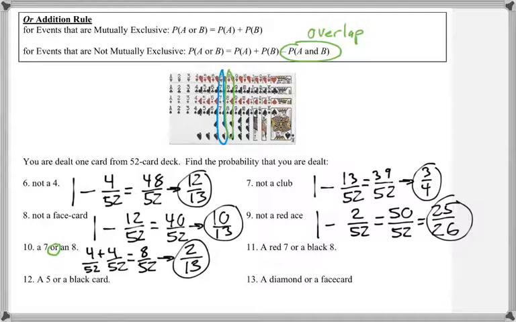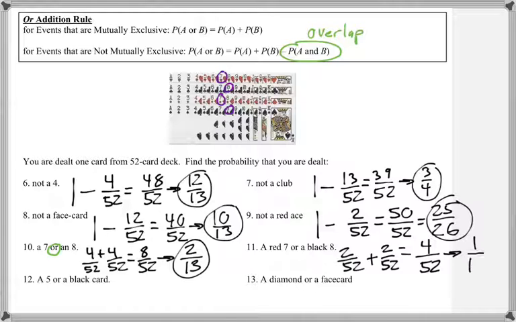Number 11 says a red 7 or a black 8. So a red 7, there are 2 of those, and a black 8, there are 2 of those. So this is equal to 4 over 52, which reduces to 1 over 13.